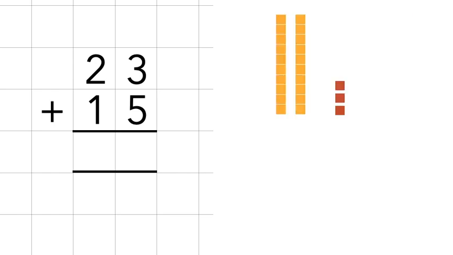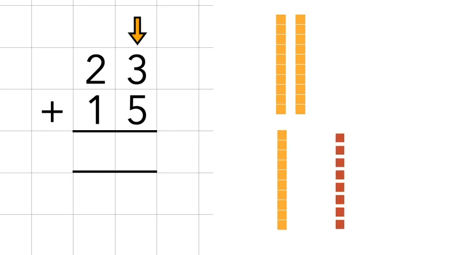So we're going to start with 23. With our Dienes blocks, we've got 2 tens and 3 units. And then we're going to be adding that to 15, which is 1 ten and 5 units. So first we always start with the smallest column, which is our units or our ones. So we're starting with the 3, add the 5. 3 add 5 is 8. So 8 goes in the units column.